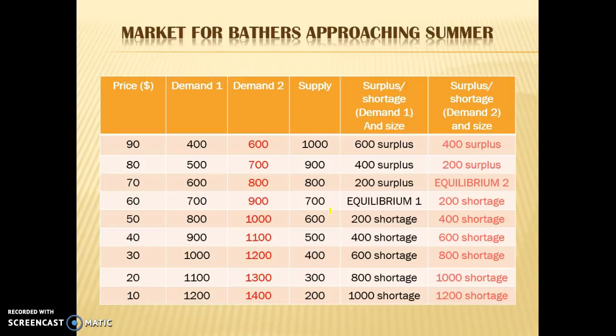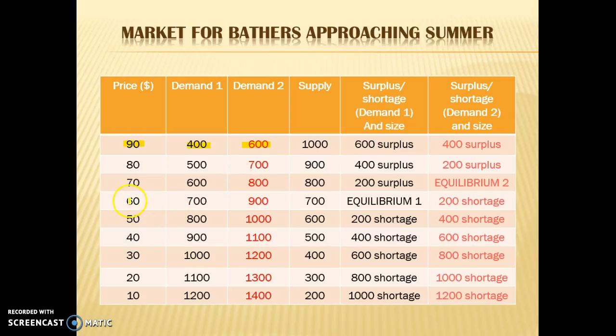So, for example, one market worth looking at is the market for bathers approaching summer. Obviously, approaching summer, the bathers are going to be more popular. If we look at any given price, so at a price of $90, the old demand for bathers was 400, and now it's 600. So there is now an extra quantity of 200 bathing suits demanded because it's approaching summer. It's still less than the supply, so we're still going to have a surplus, but not as big a surplus as we would have in the past.